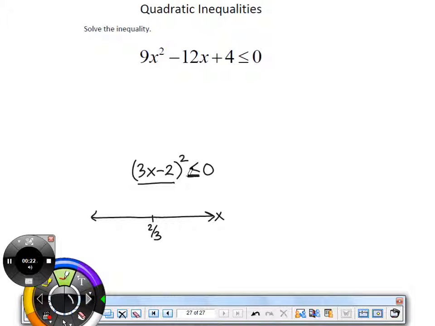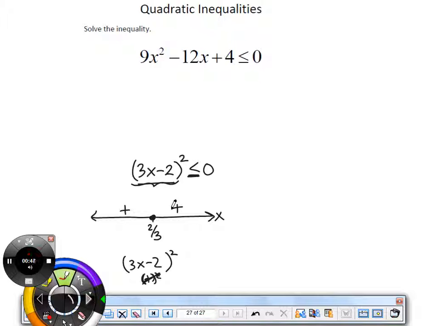We are including things that make this calculation equal to 0. So 2/3 is that value, so I'll include it. Then I need to think about what happens when I plug numbers on either side of 2/3 into this quantity. So let's say I plug in something like negative 10. It makes a negative that gets squared, so it makes a positive. Let's say I plug in something like positive 10 from the right side. It makes a positive that then gets squared, which makes a positive.